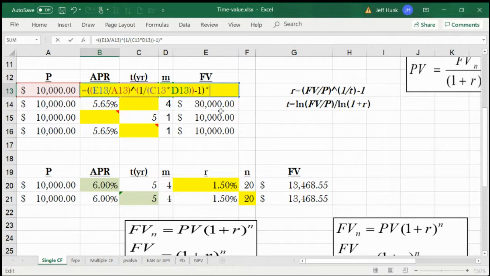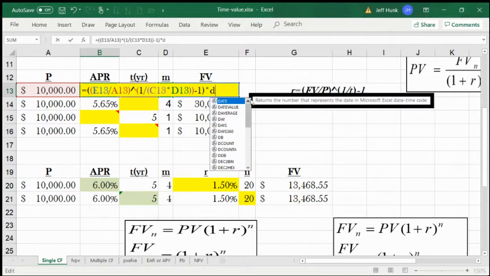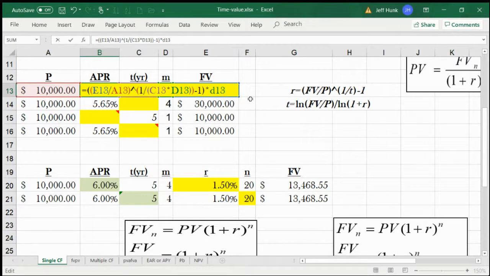But once again, do not manually type in 4, right? Because that will be hard coding. If it is hard coded, you cannot use it in other situations. Now, 4 is in D13, so you simply multiply it by that D13, and then you get this annual rate, okay?